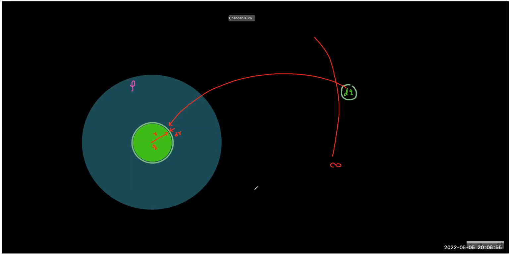Sir, are you able to hear me? Yes, tell me. Sir, I'm getting the answer as 3/5 kq square by r. Excellent. Very good. Thank you, sir. As always, proud of you.